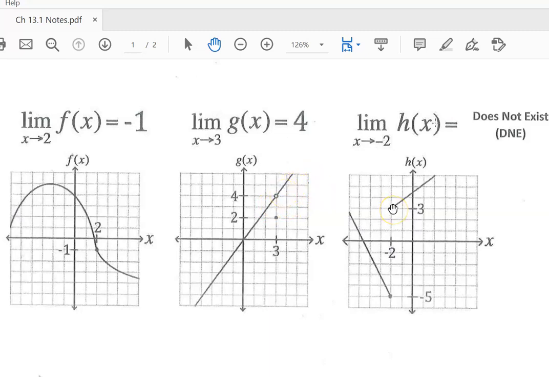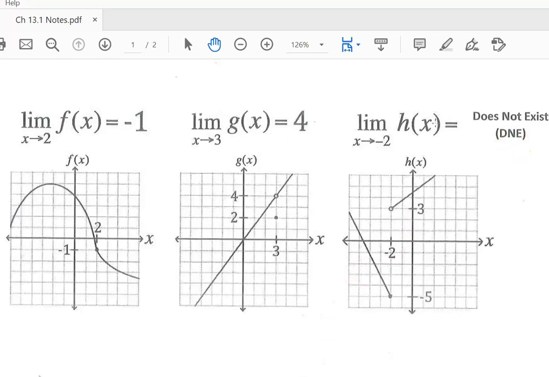This third example is the non-example. If you're wondering what it looks like when there is no limit, this says the limit of h of x as x approaches -2. Here's -2. If I approach -2 from the left side, using this line, the y value I'm getting closer to is -5. But if I approach -2 from the right side, now I'm on the other line, and as I get closer to -2, it's getting close to the y value 3. Because those are two different values from the left side and the right side, we would say the limit does not exist.